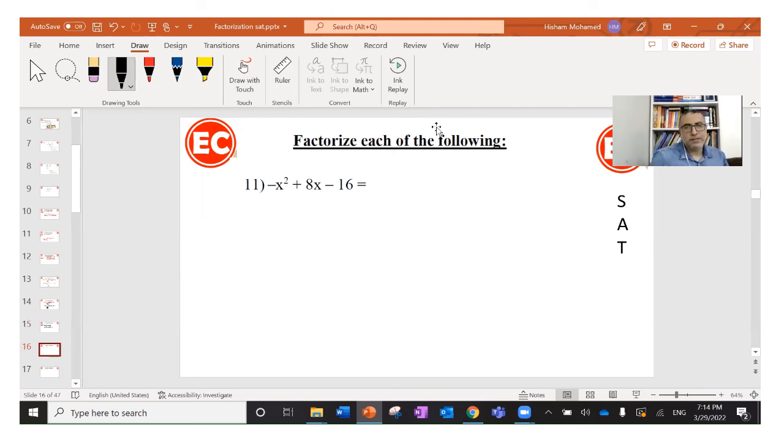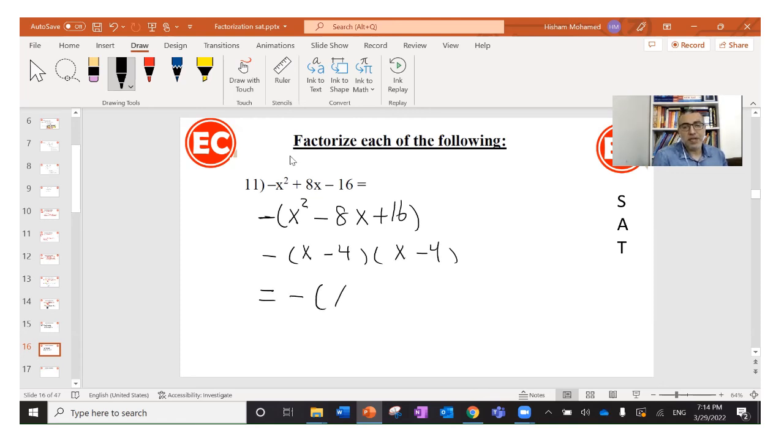Number 11. In number 11, I can see that it's negative, positive, negative, and the coefficient of x squared is negative. If you can't solve it when the coefficient of x squared is negative, take negative as a highest common factor and change the sign of the three terms. So x squared minus 8x and plus 16. And this one can be factorized to x minus 4 and x minus 4. And it can also be written as x minus 4 all to the power of 2 since it's the same bracket.